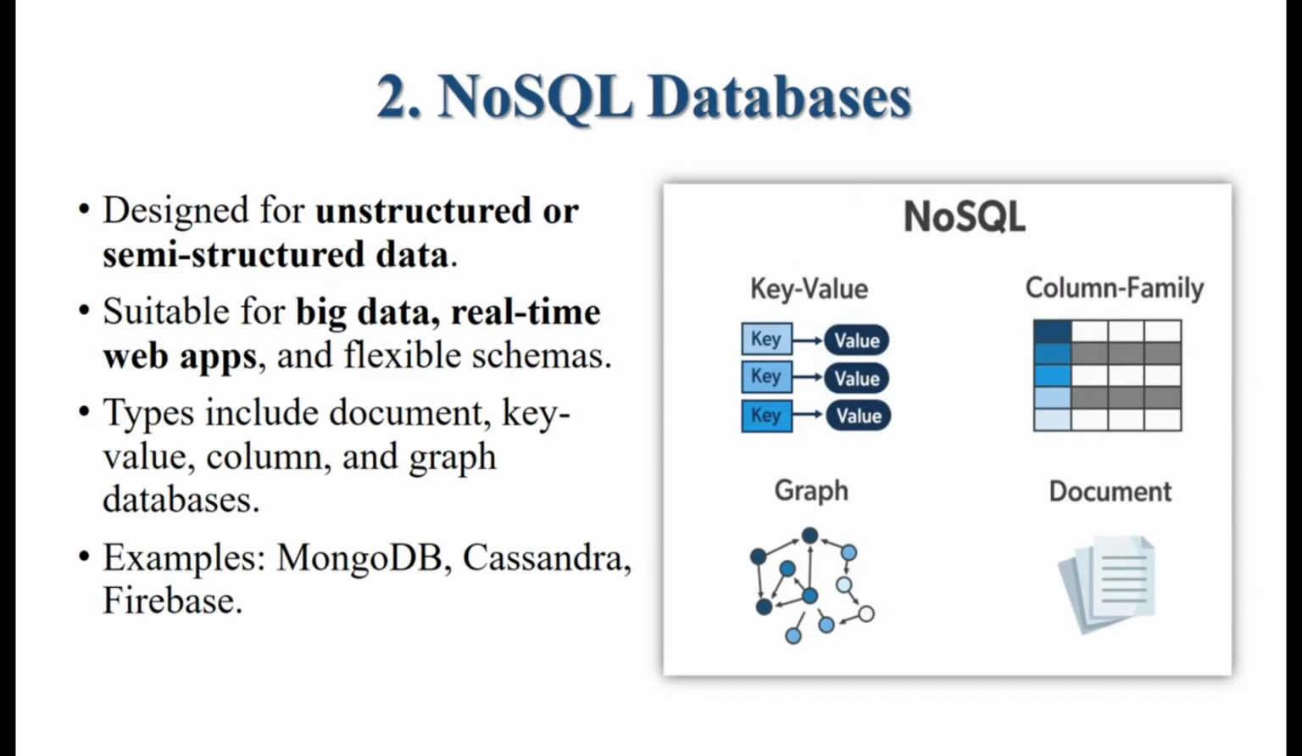Then second is the NoSQL databases. NoSQL means not only SQL. These databases are great for unstructured or semi-structured data like images, social posts, etc. They're flexible, fast, and perfect for applications that handle big or messy data. Here I have shown in this image how NoSQL databases look. The column family, document, graph, key-value pairs, all these we'll study later.